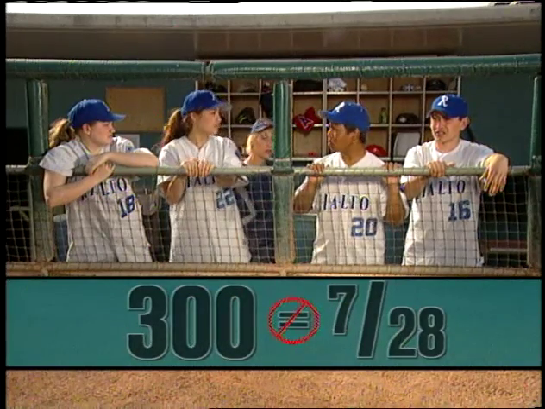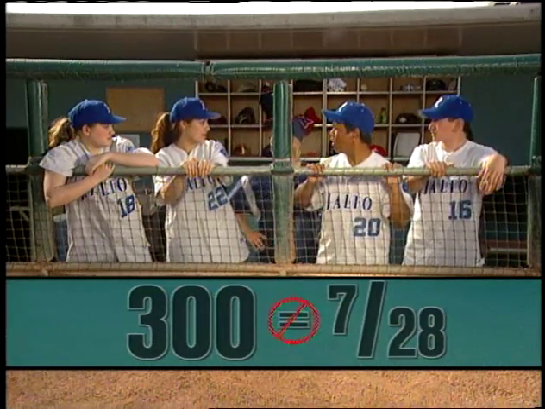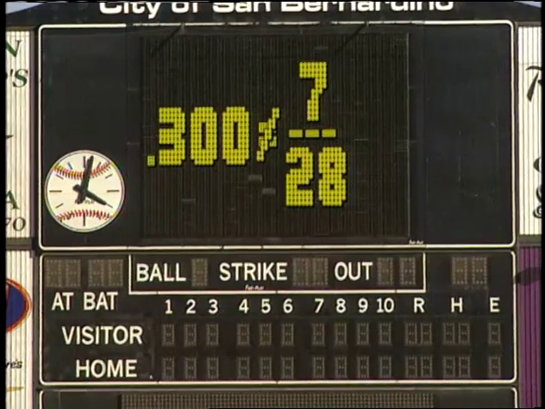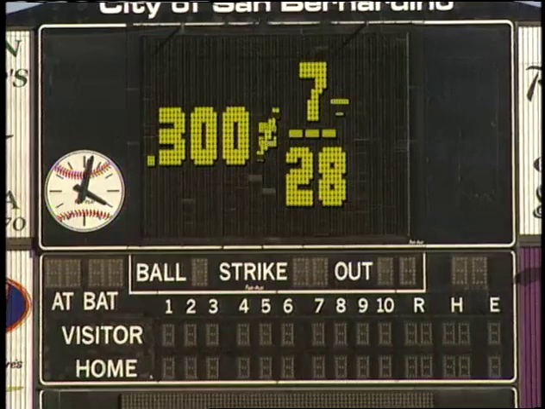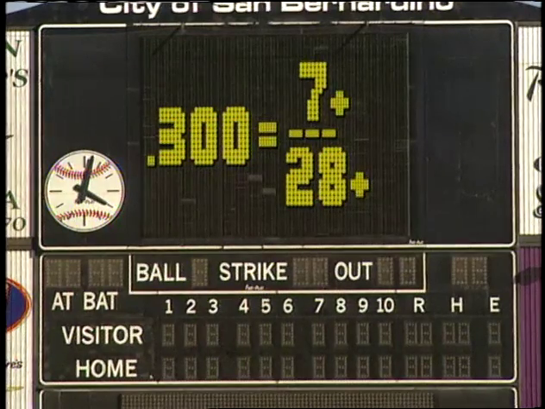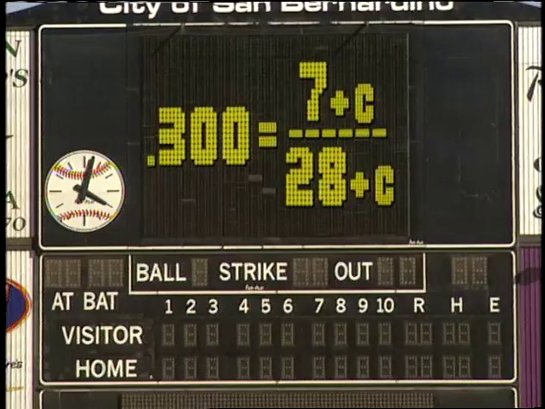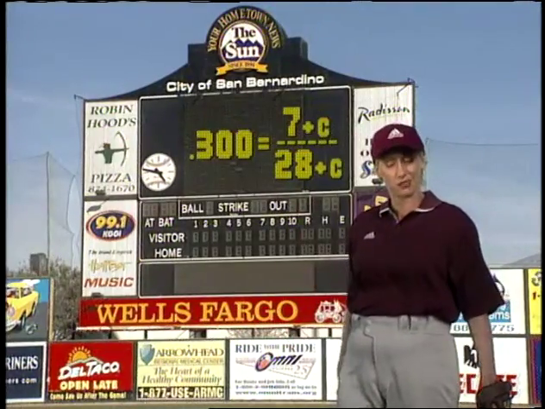That's wrong. .300 doesn't equal 7 over 28. We know that. .300 equals 7 over 28 plus something, plus Troy's additional at-bats and hits. And because they're consecutive hits, in a row, let's call it plus c. Hits plus c and at-bats plus c. There, that looks a little better.